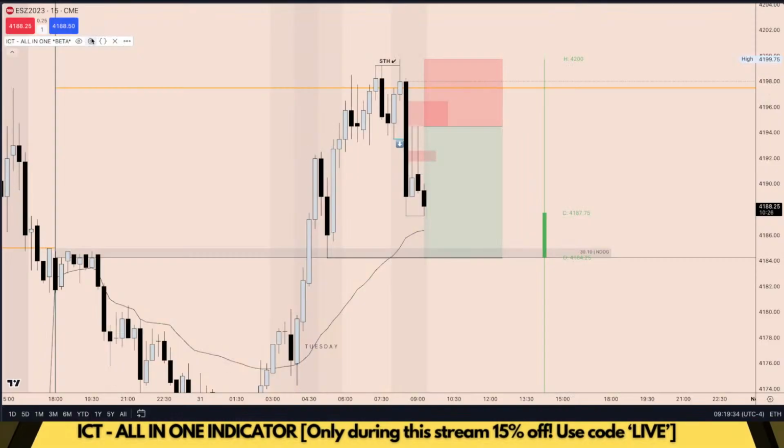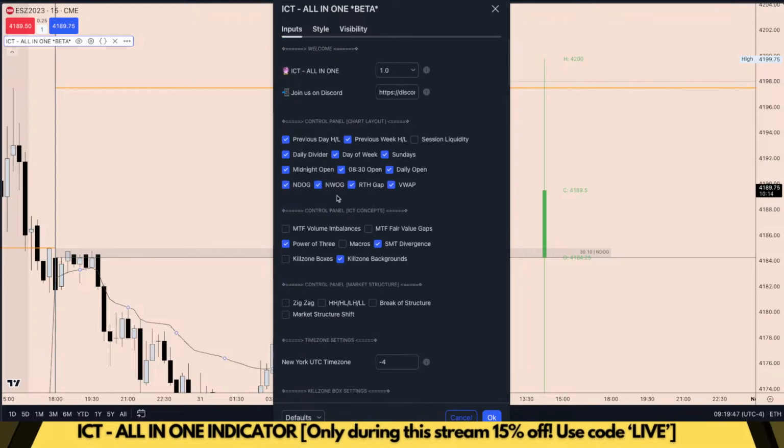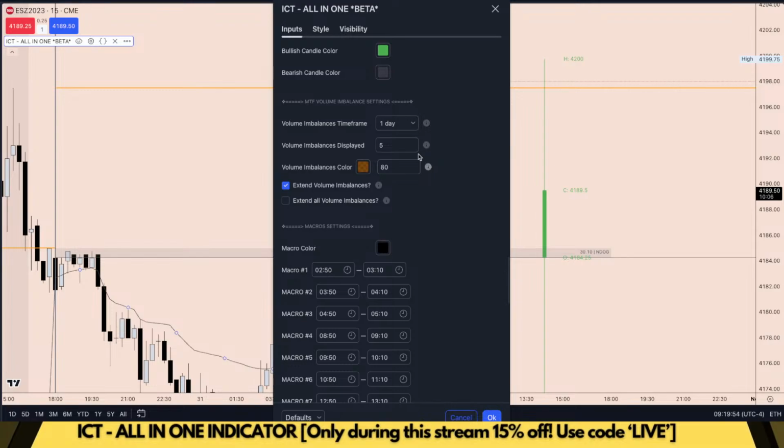Let's see, the regular trading hours opening gap will appear once we open up at 9:30. Break of structure, we do not need that right now. We have our power of 3, volume imbalances. We could check for daily volume imbalances.